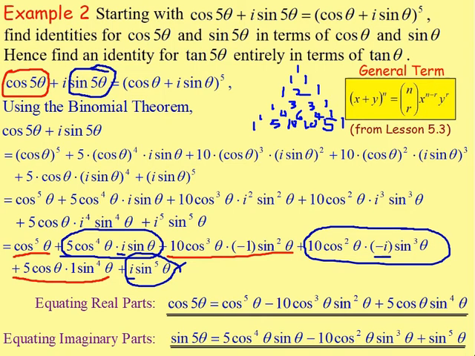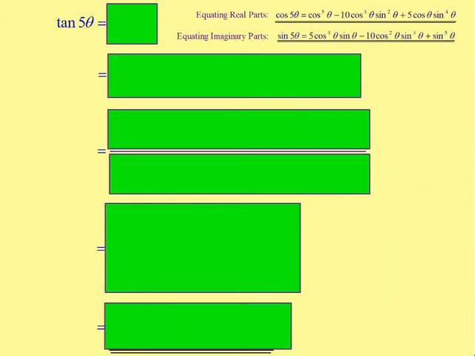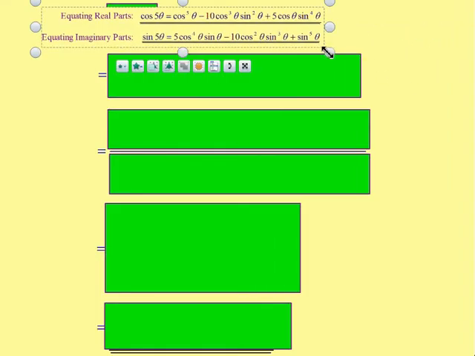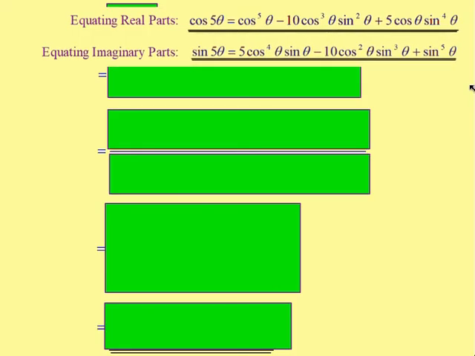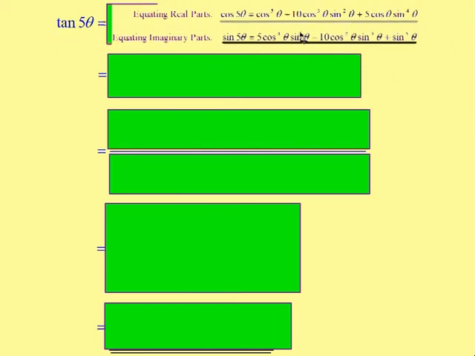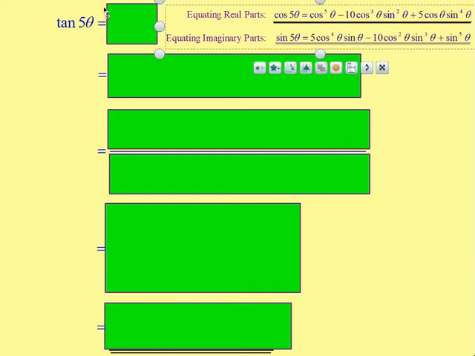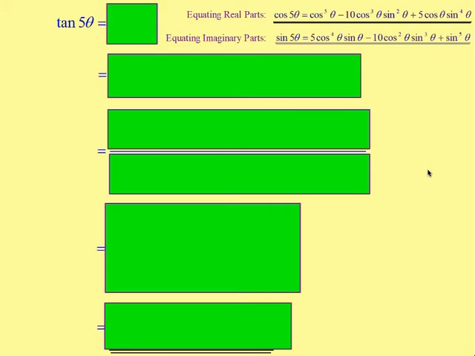For the next part though, it says hence find an identity for tan 5 theta entirely in terms of tan theta. How could we go about doing that? Well, this is the answer that we just had, and because it says hence, we know we're going to be using these answers. So let's go over the page. This is what we just found. We just had the cos 5 theta and we had the sine 5 theta. We know what they're equal to, the real parts and the imaginary parts, but how could we go about getting what tan 5 theta would be equal to? Anybody have any ideas?